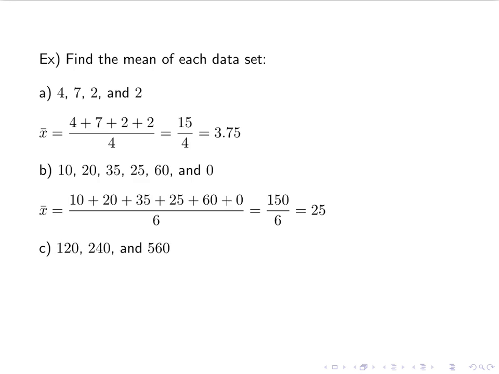And then 120, 24, and 560. We want to add them up and divide by how many values we have, which is 3. We get 920 over 3, which gives us 306 and 2/3, or 306.6 repeating.